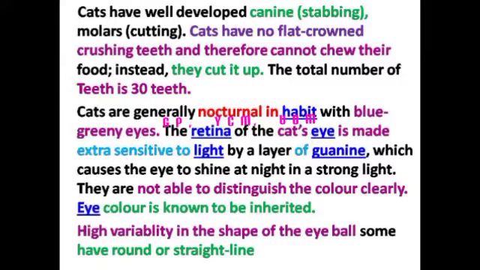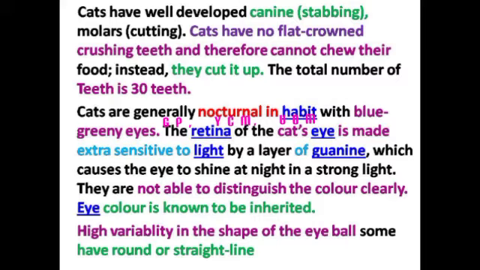Cats have well developed canines which are helpful for stabbing, and molars for cutting. Cats have no flat crowned crushing teeth and therefore cannot chew their food properly. Instead, they cut it up. The total number of teeth is 30.